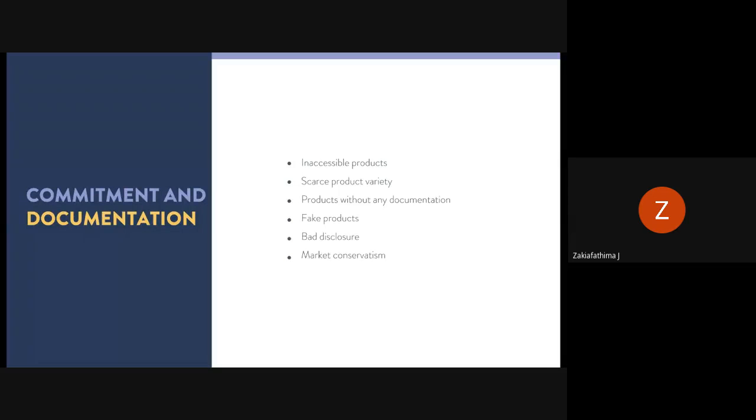So that is an example of how a product is considered sustainable, and that is how you distinguish whether it is accessible or inaccessible to you. Scarcity, product variety, same example I will use to explain that. What is scarce for us is abundant to them. So there is a difference in how we consider a sustainable material. Product without any documentation.